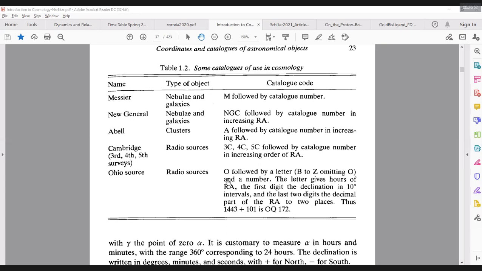Then you have categorized, you have made a catalog for the courses to list them.